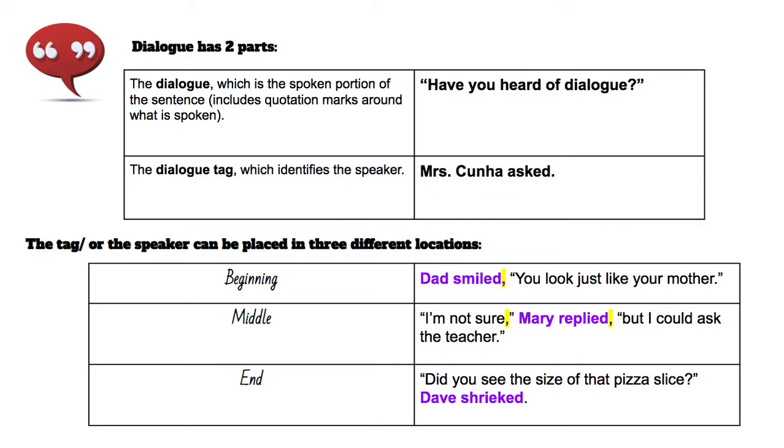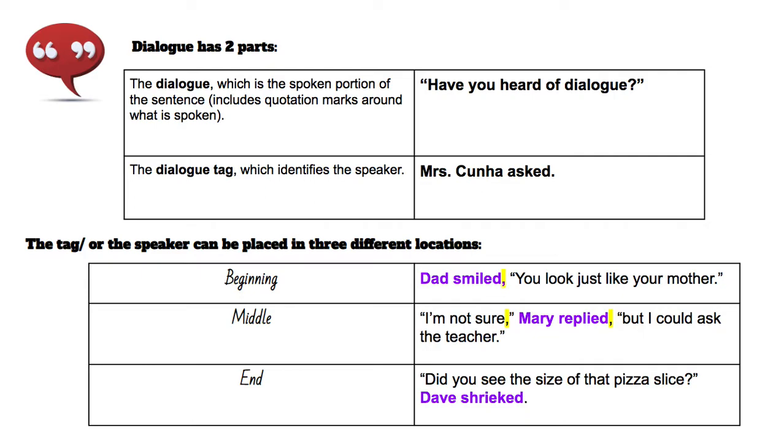So there are two parts to dialogue. Let's take a look. The first part is obviously the dialogue, which is the portion of the sentence that tells me exactly what the character is saying. And of course, we use quotation marks around the words that are spoken. The second part is known as the dialogue tag. Okay, that's the tag that Ms. Cunha was just talking about with the presents. So the tag is basically identifying the speaker, right? Just like a tag on a present identifies who the gift is from. You, as a writer, need to identify who the dialogue is from or who these words are from.